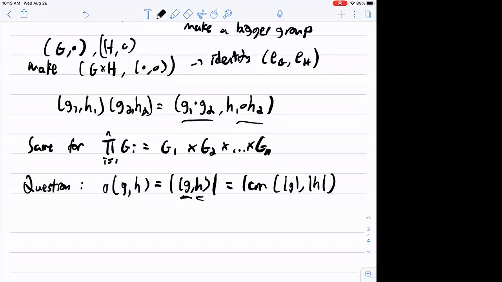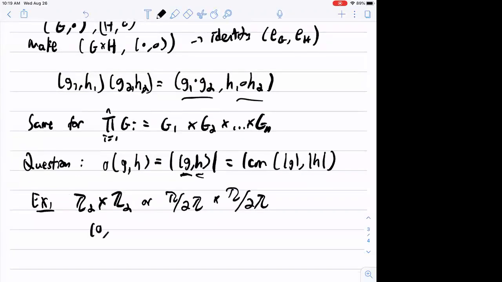So an example would be Z2 cross Z2, right? Or some people write it like this. So the elements are clear, right? They're remainders when dividing by 2. These are the elements, right?